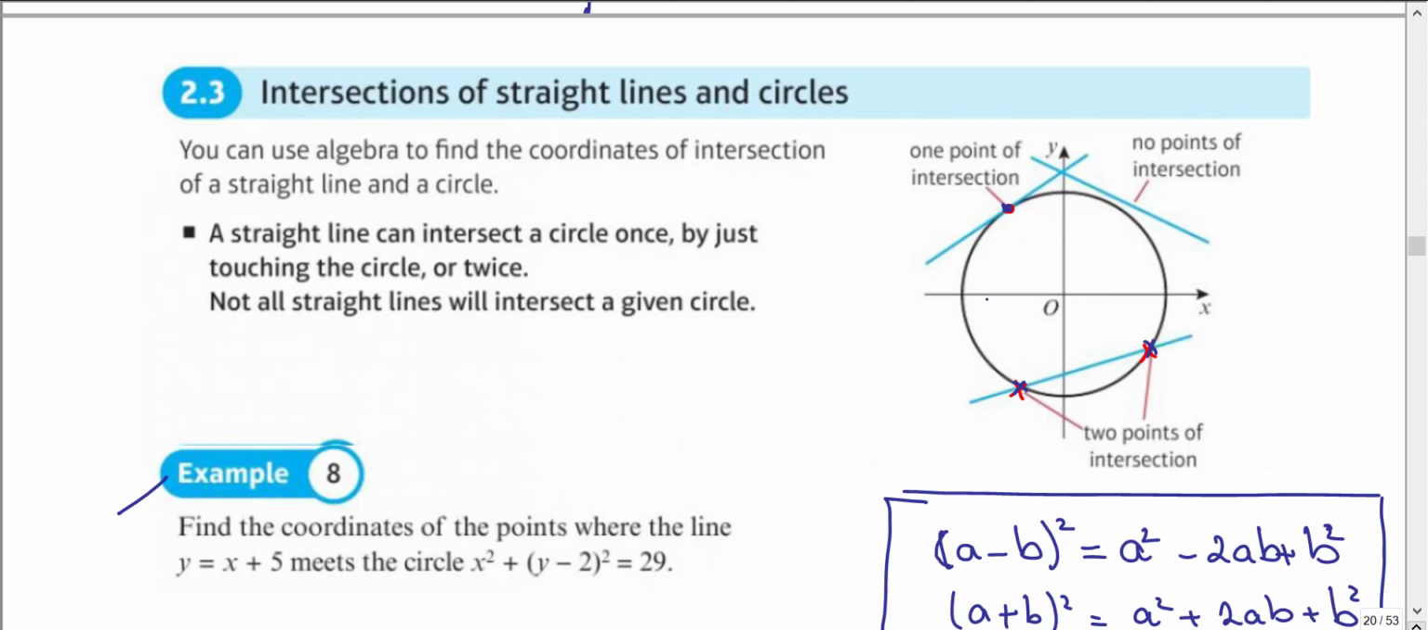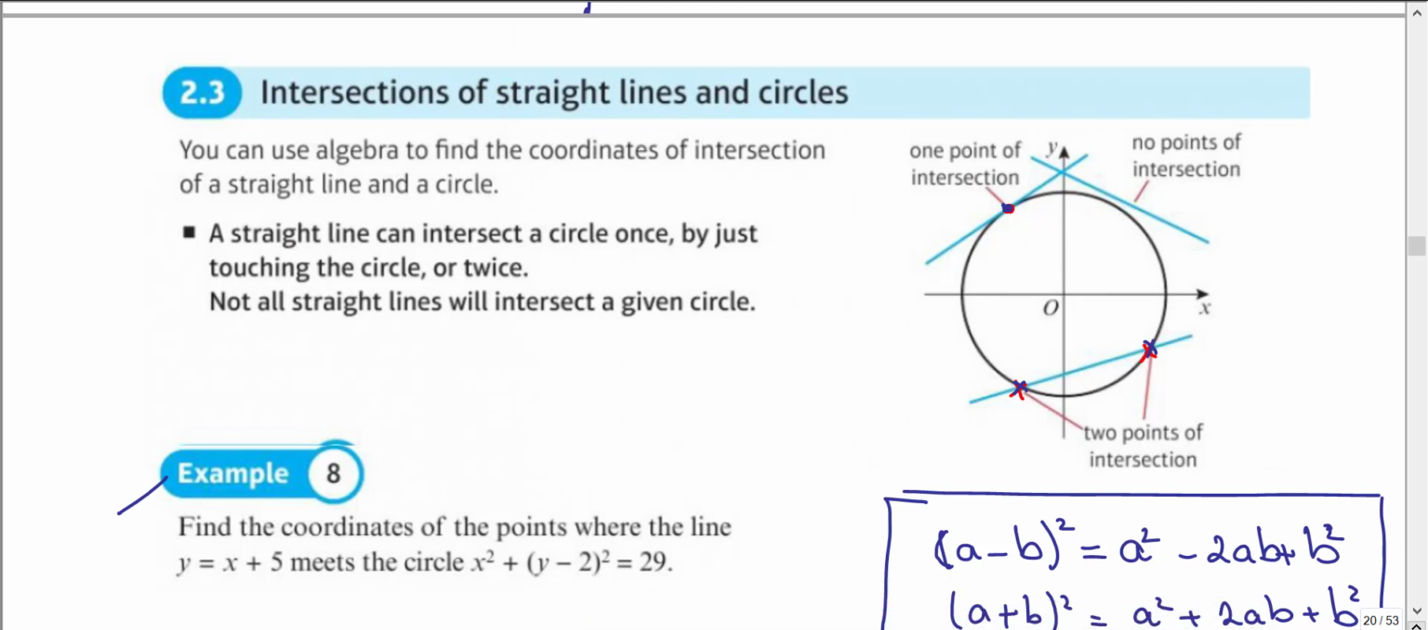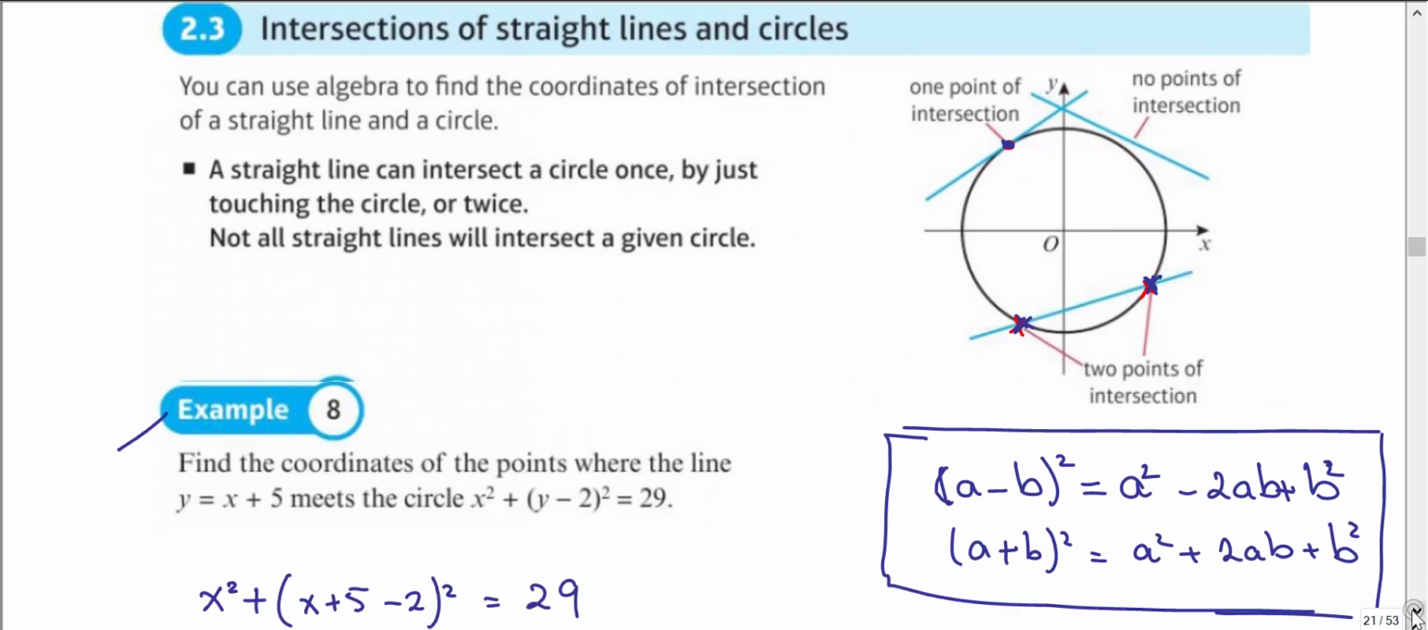Okay. So now the intersection of a straight line and a circle. You can see here, if we have a circle like this one, and we have a straight line, this straight line can intersect the circle in one point if it is tangent, like this one, see here, or it can intersect the circle in 2 points, like this one, or it cannot intersect at all. If the line does not touch the circle, then there's no intersection. Okay, so this is easy.